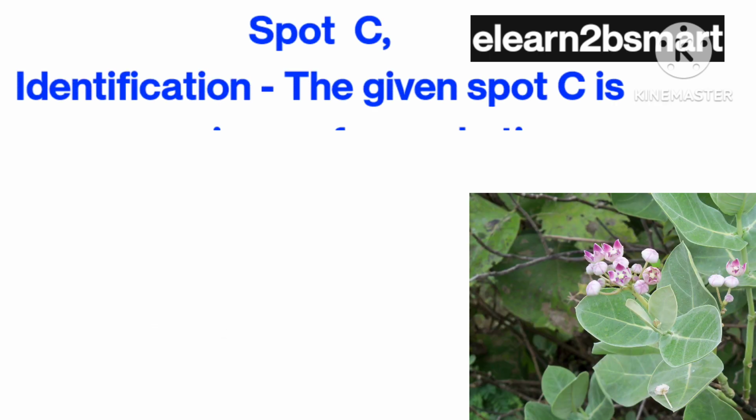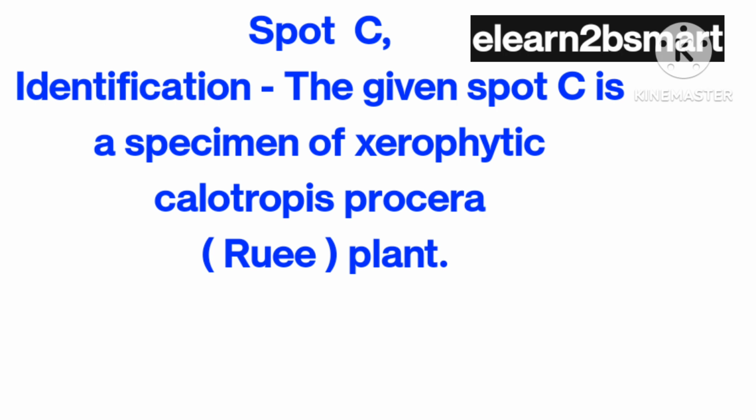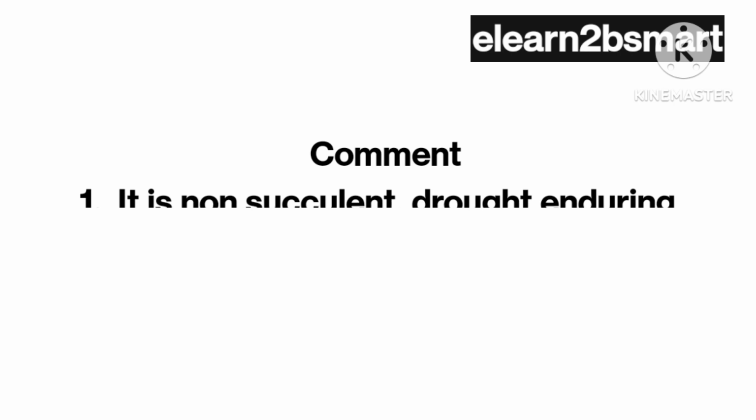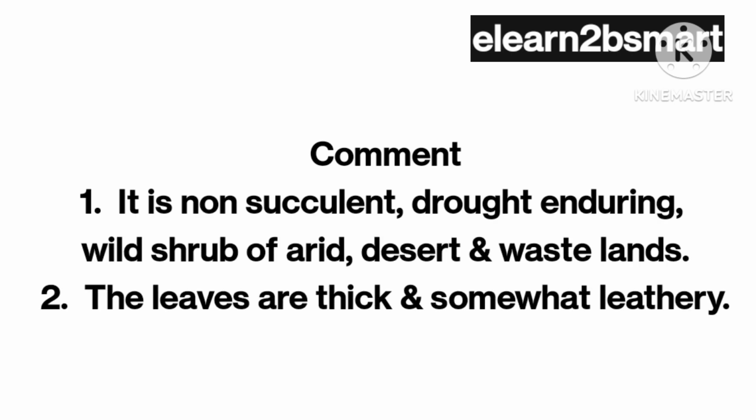Spot C. Identification. The given spot C is a specimen of the xerophytic plant Calotropis procera, Rui. Comment 1. It is a non-succulent, drought-enduring wild shrub of arid, desert and wastelands. 2. The leaves are thick and somewhat leathery.